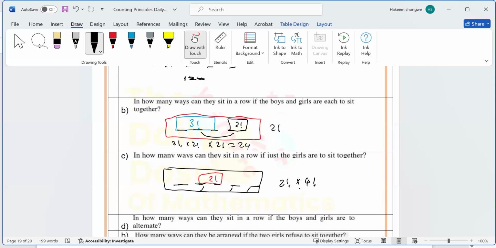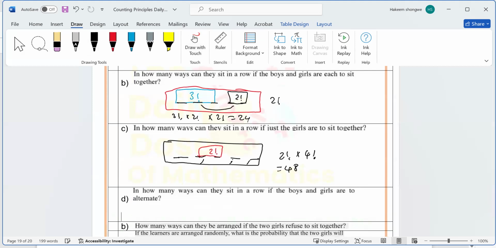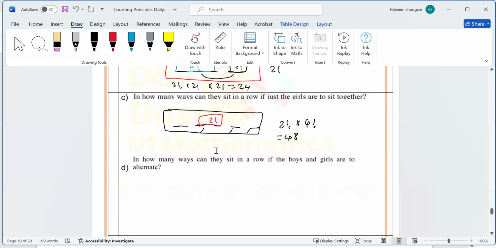So what do you get? 2 times 4 factorial is 48 ways. Okay, so far, so good. And you can see the questions currently are starting to get more complex, hotter and hotter.